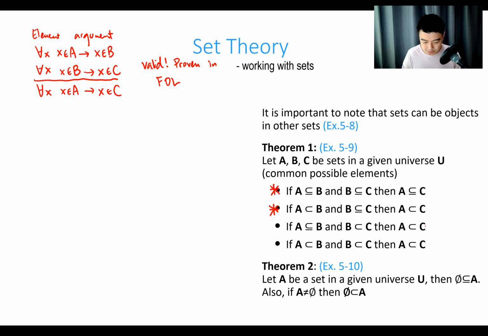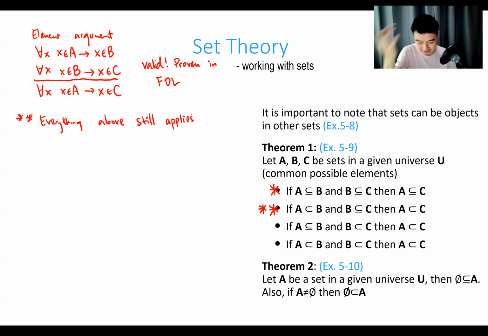All right, so let's try to incorporate some of this. I'm going to prove the second part, so I'm just going to use this double star. I want to prove the double star. I'm going to say that everything above still applies. We have the two premises are true, and we also have the conclusion that we've proved already. So everything above still applies.